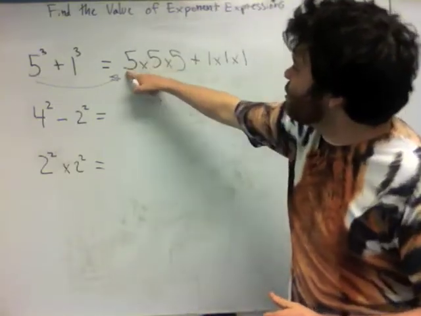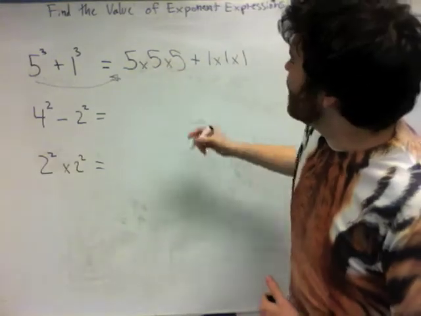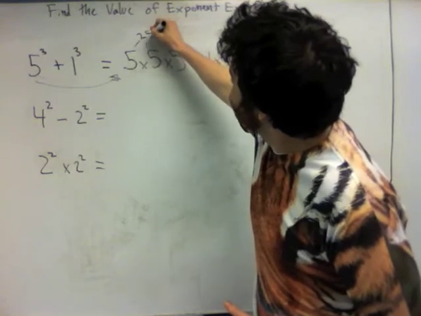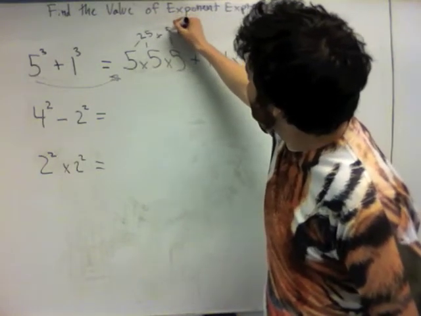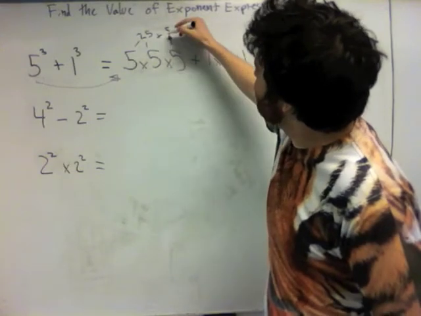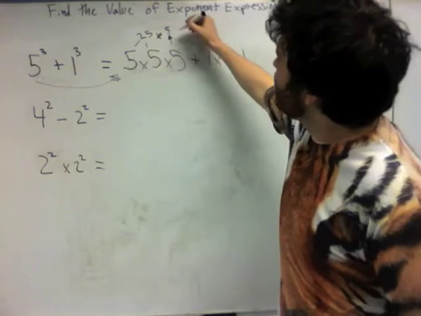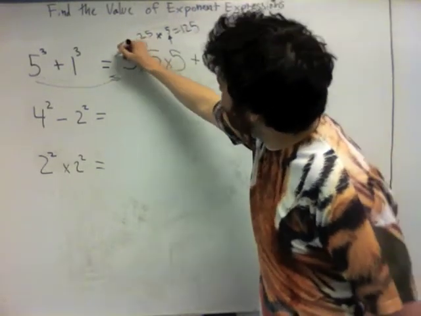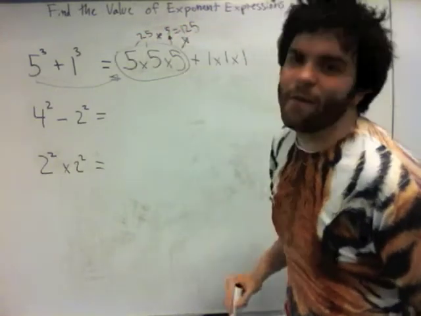All we got to do is say, well, what's 5 times 5 times 5? Well, let's do it out. We've got 5 times 5. That's going to be 25. And then we've got this times 5. You can bring it down, but you can also bring it up. 25 times 5, that's going to equal 125. So this whole thing, 5 times 5 times 5, is equal to 125.